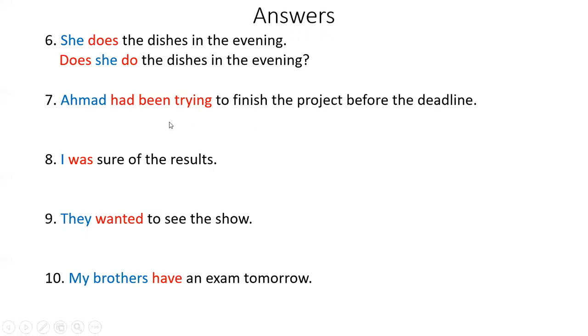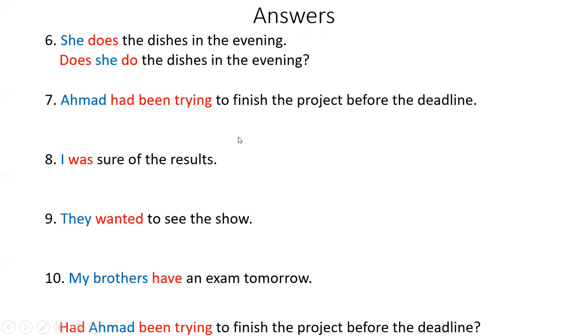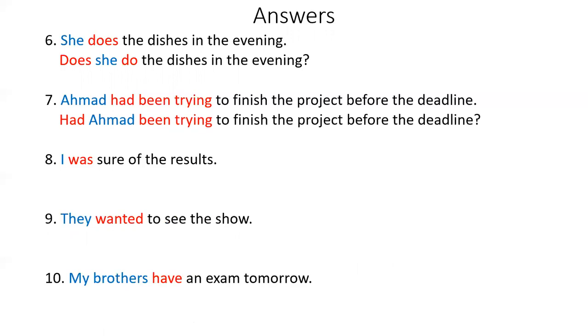Here in this sentence, I have the verb had been trying. Notice that had here is a helping verb, and it is the first helping verb. So I can actually use this had before the subject, and the question would be, had Ahmed been trying? I was sure of the results. Was is the verb to be. Although it doesn't have any helping verbs, I can use it before the subject. So the question is, was I sure?